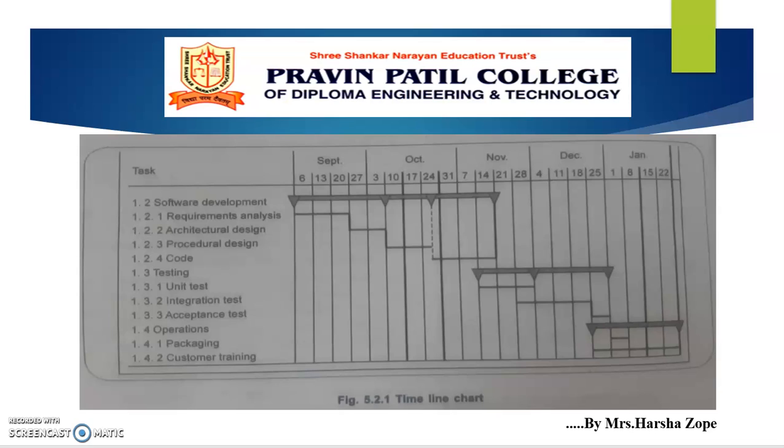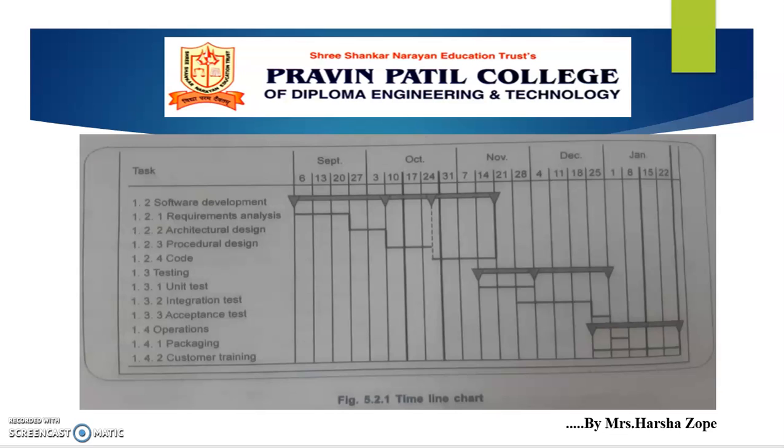In most projects, after generation of the timeline chart, the project tables are prepared. In project tables, all the tasks are listed along with actual start and end dates and related information.